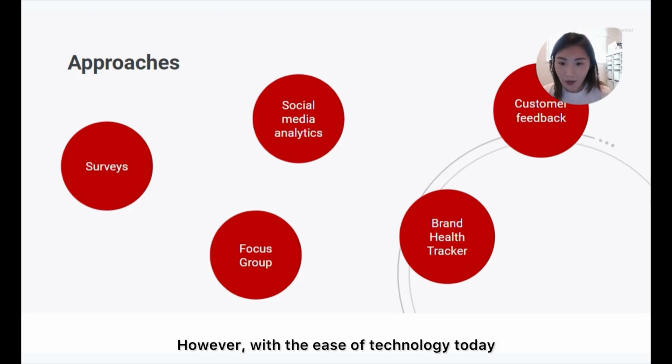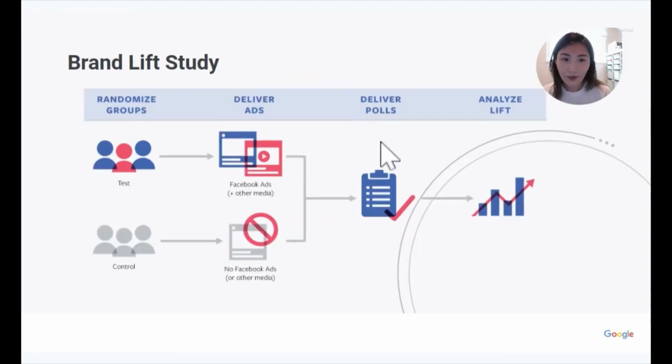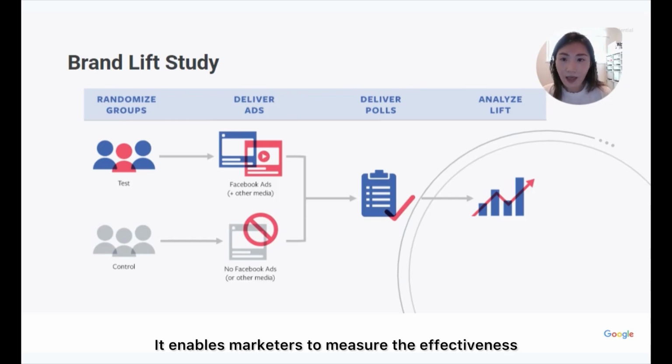However, with the ease of technology today, especially with digital marketing, we can already leverage a lot of platform first party brand measurement solutions to help evaluate our brand health. For example, at Meta, we offer a first party brand measurement called Brand Lift Study. It enables marketers to measure the effectiveness of their campaigns on selected brand KPIs like brand awareness, consideration, favorability, etc., which can be customized based on your business needs.